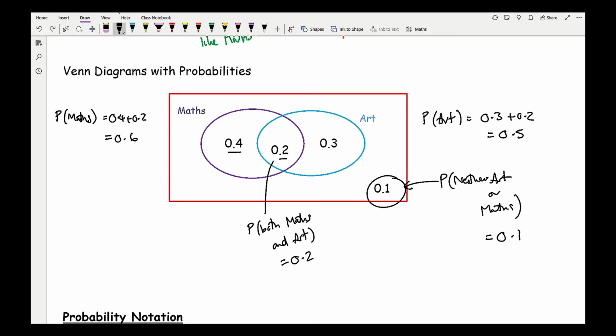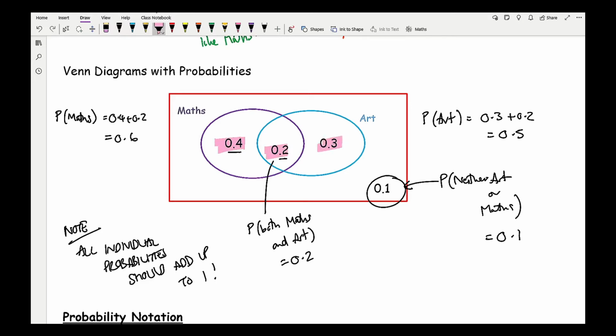So again, we can use Venn diagrams in more than one way. We can use them to represent frequencies, or we can represent probabilities. Now the key thing to remember, and again this is a really important fact, is that when it comes to probabilities, all individual probabilities should add up to 1, because obviously we're dealing with the whole entire population. Because we've got a box around this Venn diagram, every single one of these probabilities, when I add them up, should add up to 1.